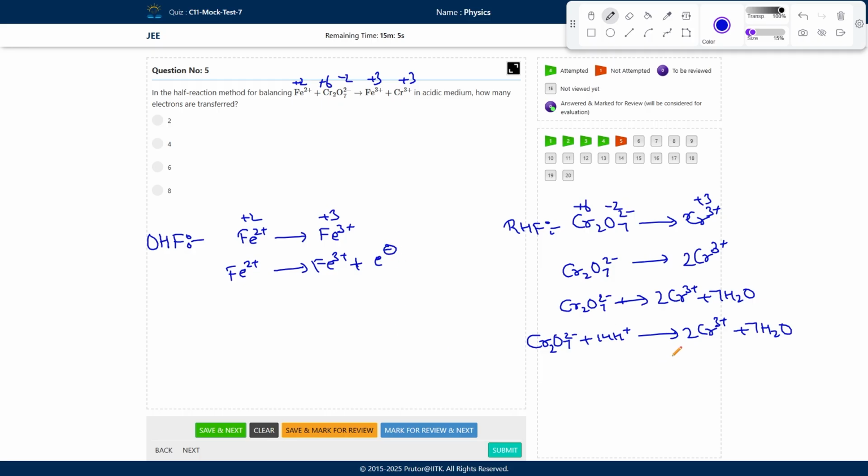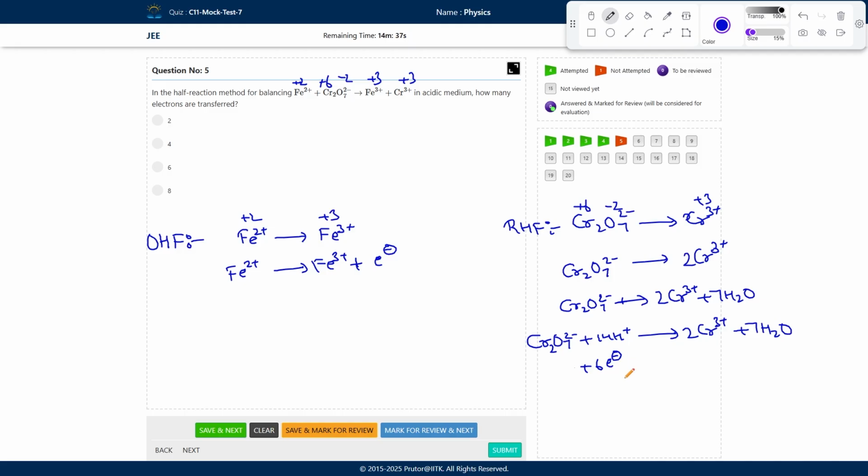Okay. What about this? So 2 negative charge, 14 minus 2, that means 12 positive charge is present. On the right hand side we have 6 positive charge. So to make the charge equal, we will add 6 electrons here. Where? On the left hand side. 6 electrons.